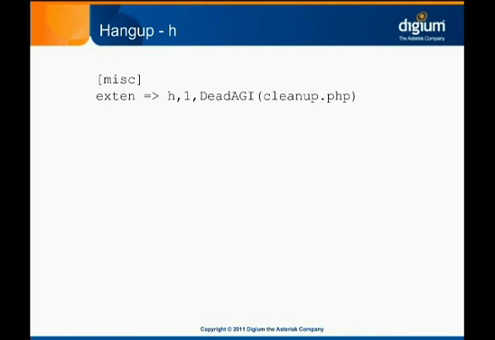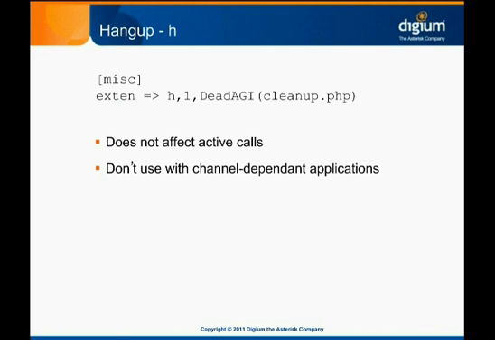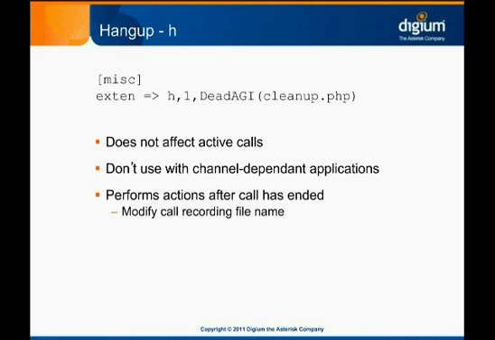Asterisk will execute the h extension when a call is hung up. Because this extension does not affect active calls, most applications that rely on or impact the audio channel will not work with it. This is still a very useful extension for when we want to perform certain actions only after the call has ended, like modifying the call recording's file name and moving it elsewhere, or performing actions based on the total call time, which we can only know after the call has been completed.